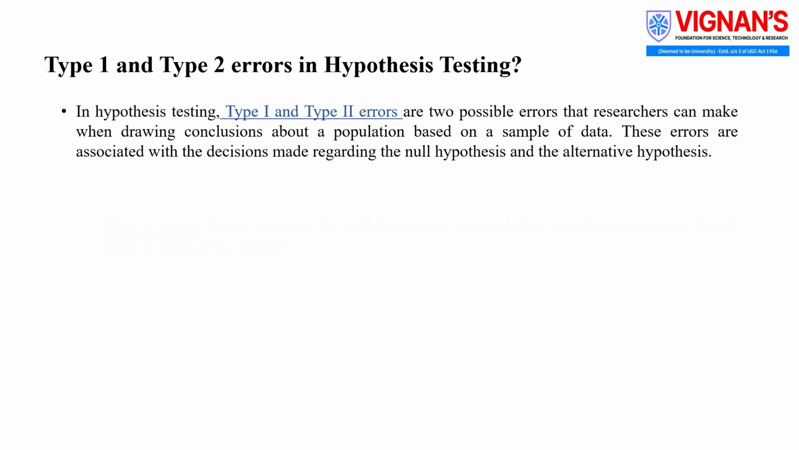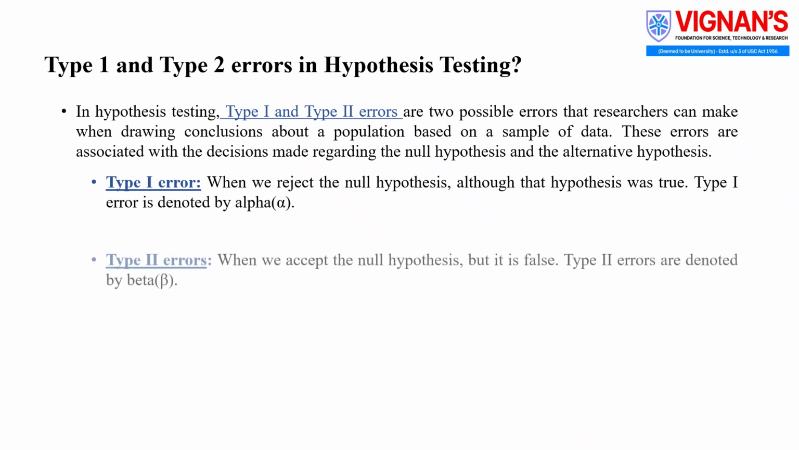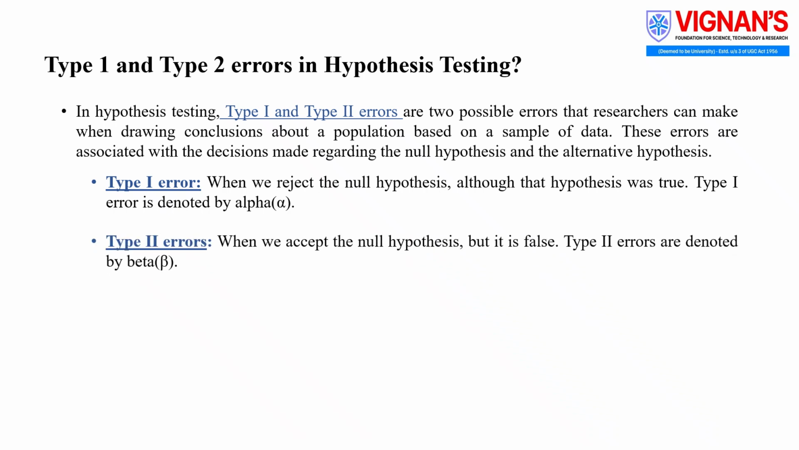A type 1 error happens when we reject the null hypothesis even though it is actually true. In other words, we conclude that there is an effect or difference when none really exists. A type 1 error is denoted by alpha. A type 2 error happens when we fail to reject the null hypothesis when it is actually false. This means we accept the null hypothesis, even though the alternative hypothesis is true. A type 2 error is denoted by beta. In simple terms, type 1 error is a false alarm, and type 2 error is a missed detection.